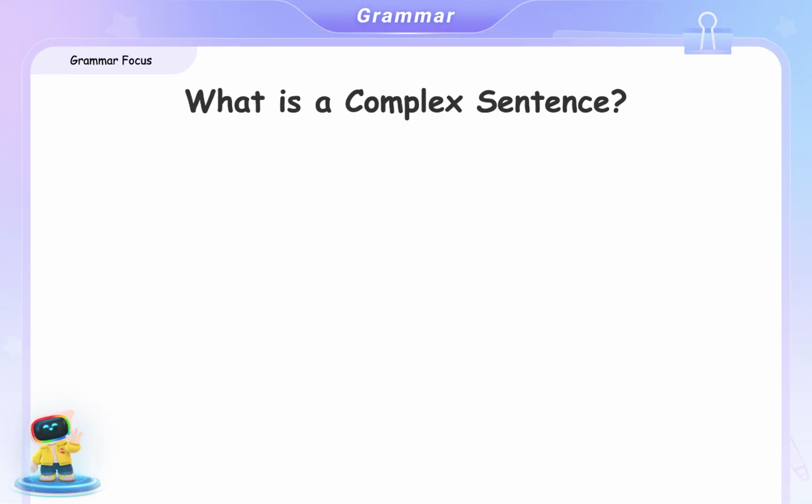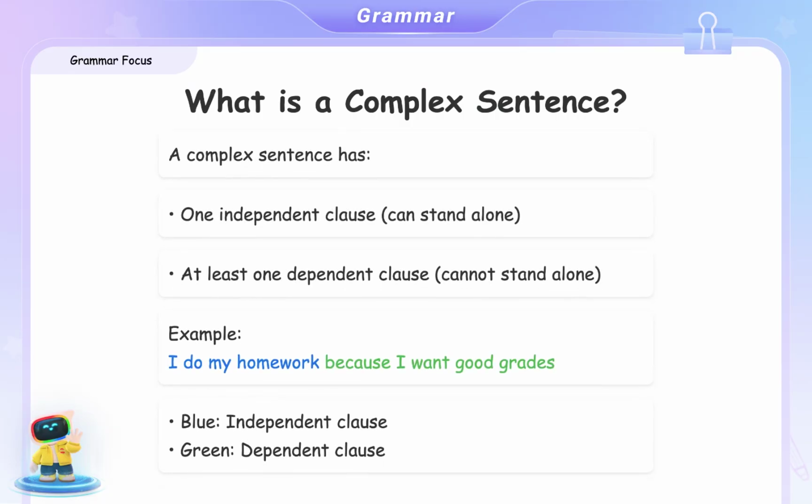Let's understand what a complex sentence is. A complex sentence has two main parts. First, let's look at what makes a complex sentence. It must have one independent clause that can stand alone as a complete thought. It also needs at least one dependent clause that cannot stand alone.